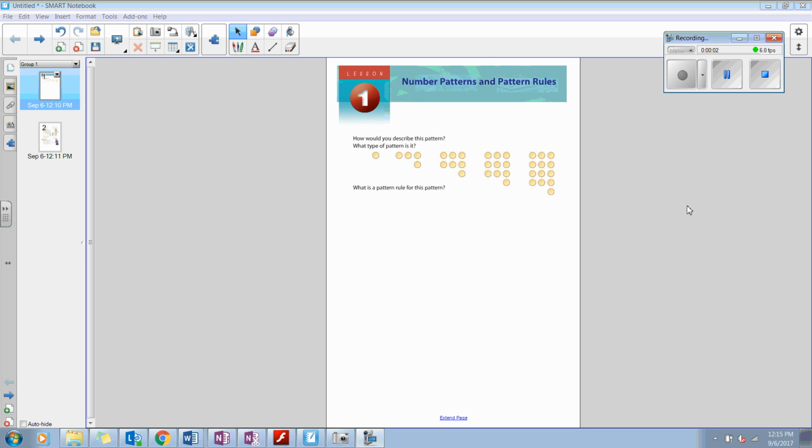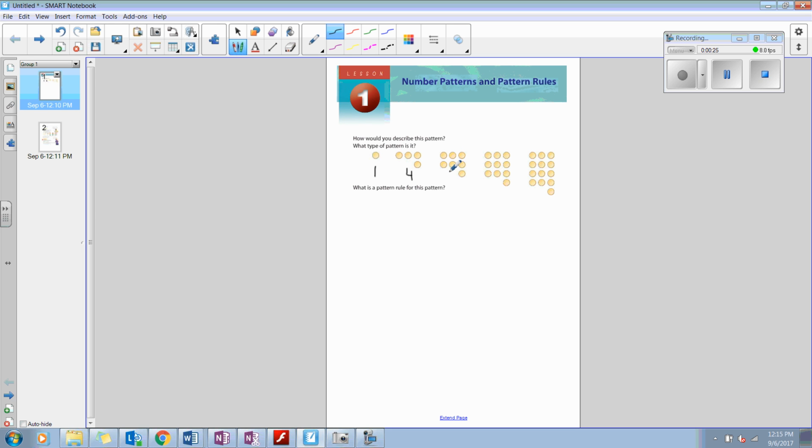In this lesson we're going to look at number patterns and pattern rules. So first I'm going to look at this pattern right here. What I like to do is mark down how many counters are in each element of this pattern. And I see right here I have 1 counter. In this element I have 4 counters.